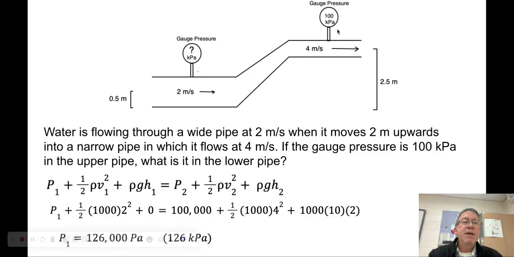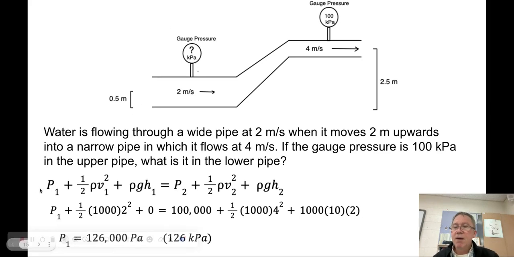And so up here, I know that, in doing so, it went up to a height of 2.5 meters, whereas before it was 0.5 meters. So I have a gain of 2 meters here. So the center of this pipe is 2 meters higher here than it is here. And I know I have a gauge reading of 100 kPa. So the question is, what is the value of the gauge pressure here?